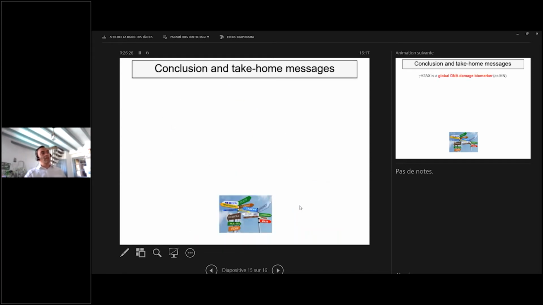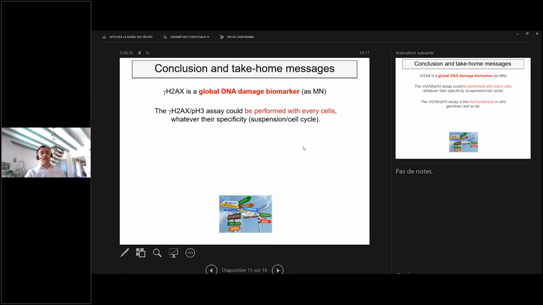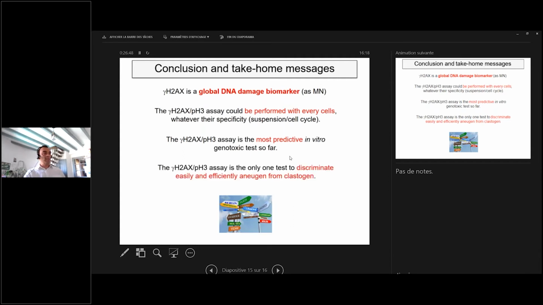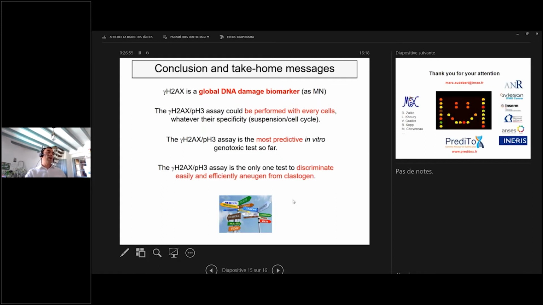So the conclusion: gamma-H2AX is a global DNA damage biomarker like micronuclei. It could be performed in every cell type, whether in suspension or whatever cell cycle. It is the most predictive in vitro assay at the moment, and also it's the only test that could discriminate very easily cytotoxic, aneugen and clastogen in one single assay.